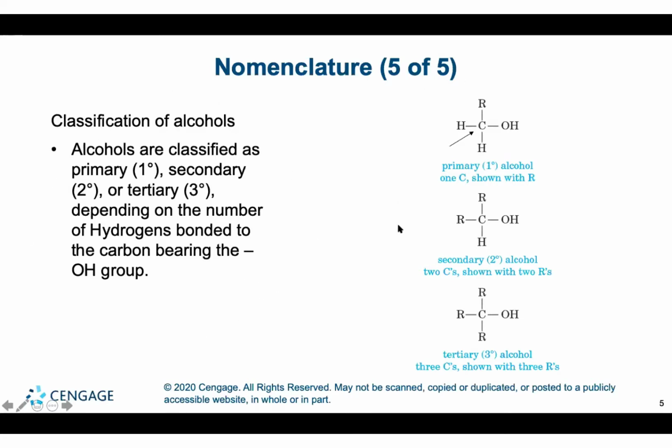In alcohols, how can we find if the alcohol is primary, secondary, or tertiary? You should look at the carbon that is directly attached to the OH group, this carbon that I'm pointing an arrow to. If this carbon has two hydrogens attached to it, we call this compound a primary alcohol.